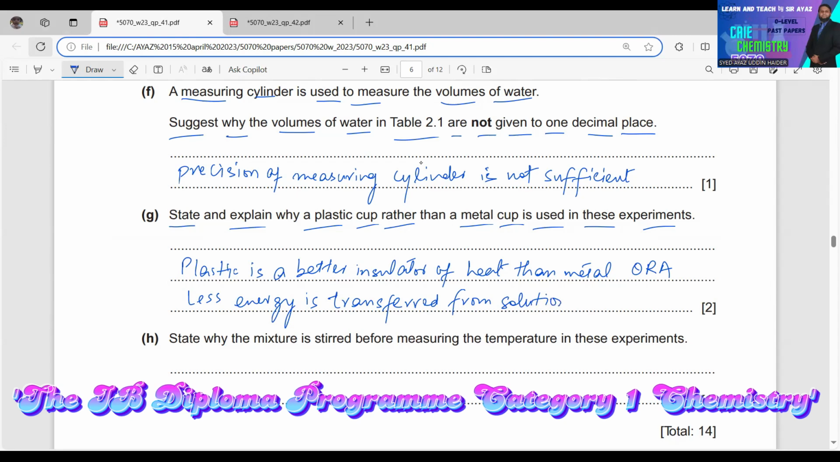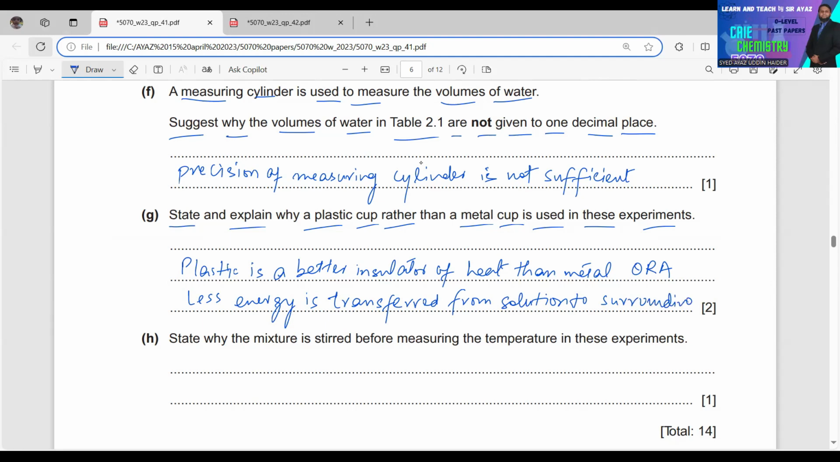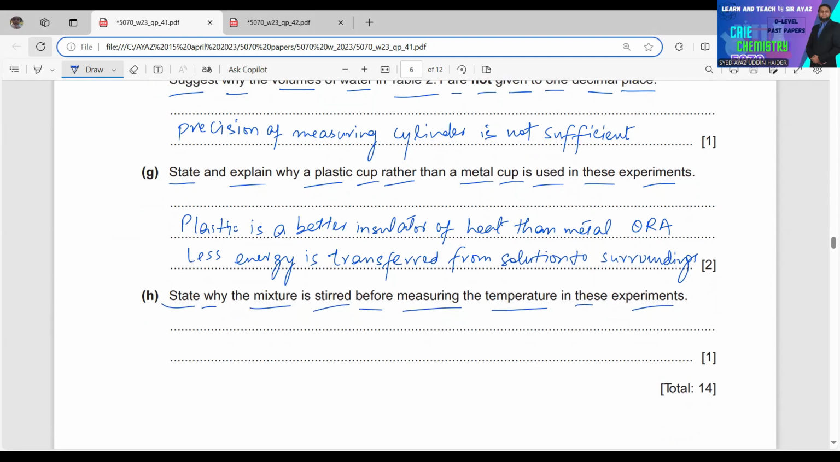From solution to surroundings. Part H. State why the mixture is stirred before measuring the temperature in these experiments. Definitely, we are looking for even distribution of heat, or temperature the same throughout the liquid.